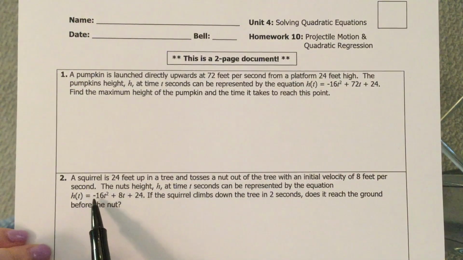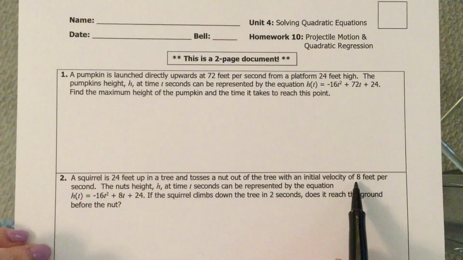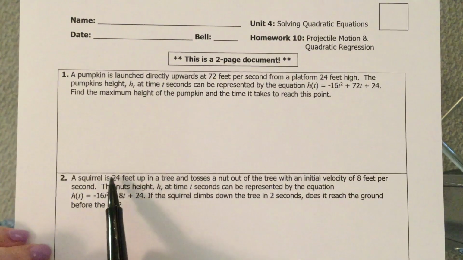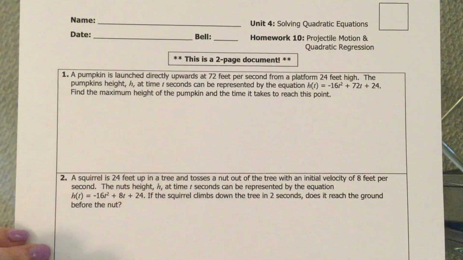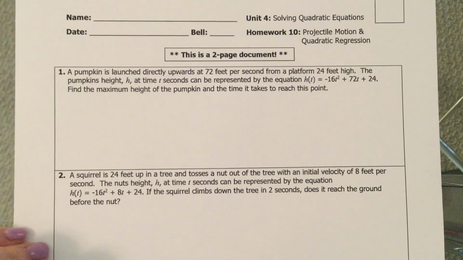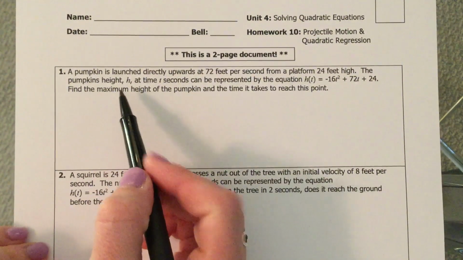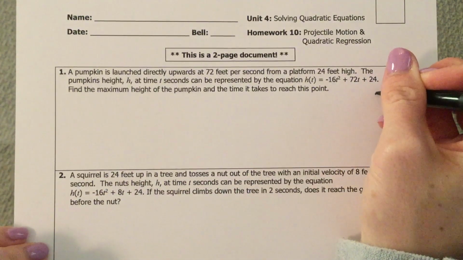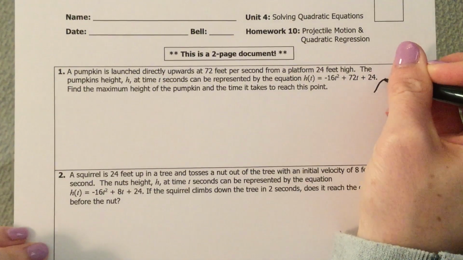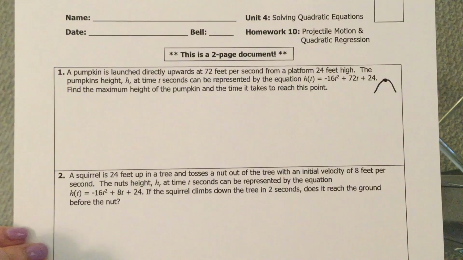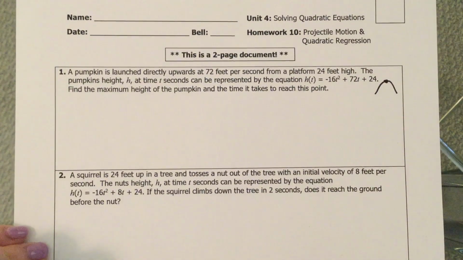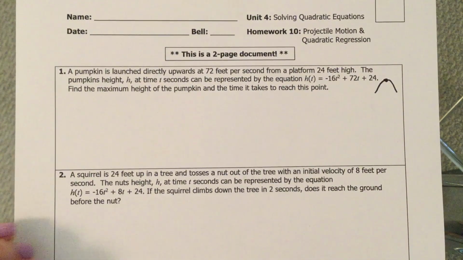Notice all of them have this negative 16. The initial velocity is always this number right here. The initial height is always this number right here. Not something that you'll have to create for yourself, but just so you know where that formula is coming from. So find the maximum height. Remember, if a parabola goes up and then goes down, the maximum height is a point on the graph called the vertex, and the vertex is something that we've worked a lot with these last couple units.